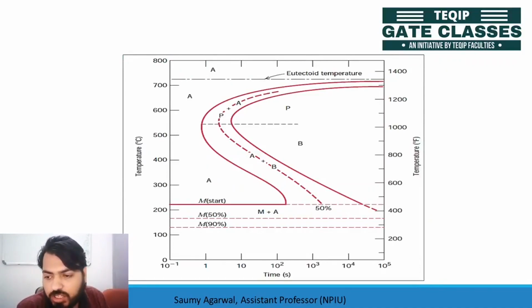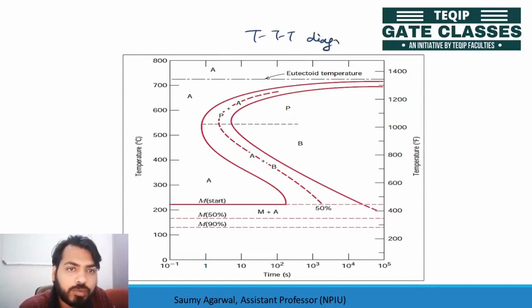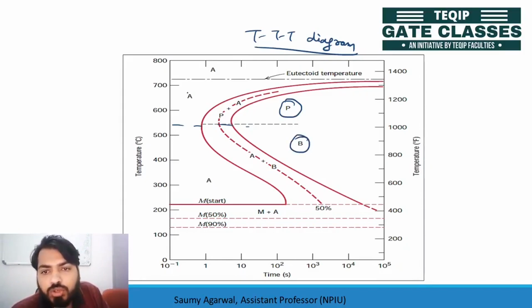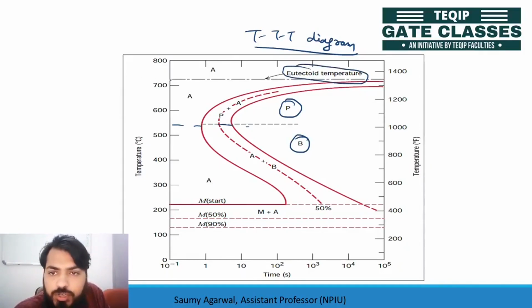So what is this MS start? This is the time temperature diagram that we have seen in the previous lectures along with the iron carbon diagram. This is the nose of the transformation curve. Above the nose you get pearlite, and below the nose you get bainite. You first heat it above the eutectoid temperature, which is approximately 727 degrees Celsius, and then you cool it to approximately 500 degrees Celsius.